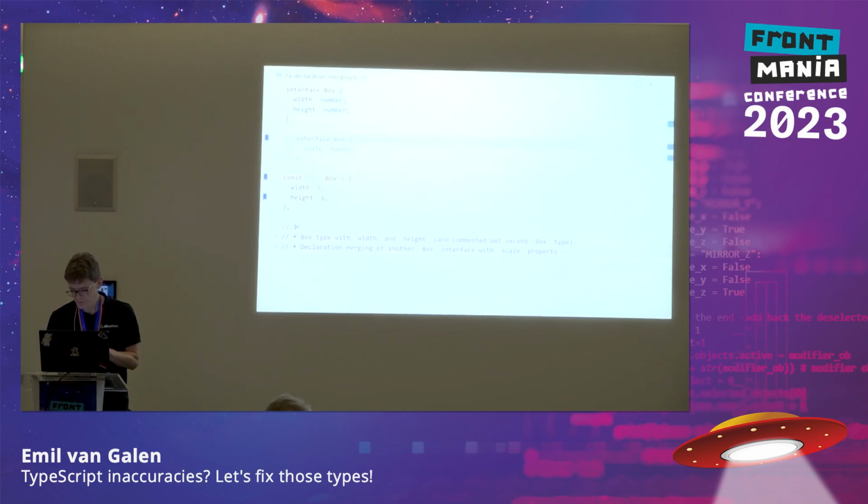Declaration merging will merge multiple definitions of an interface with the same name. So I already have a Box interface with a width and height, but if I introduce another one with scale, notice that I'm actually getting a compilation error because it expects a scale. I could then fix that, and then it should work.